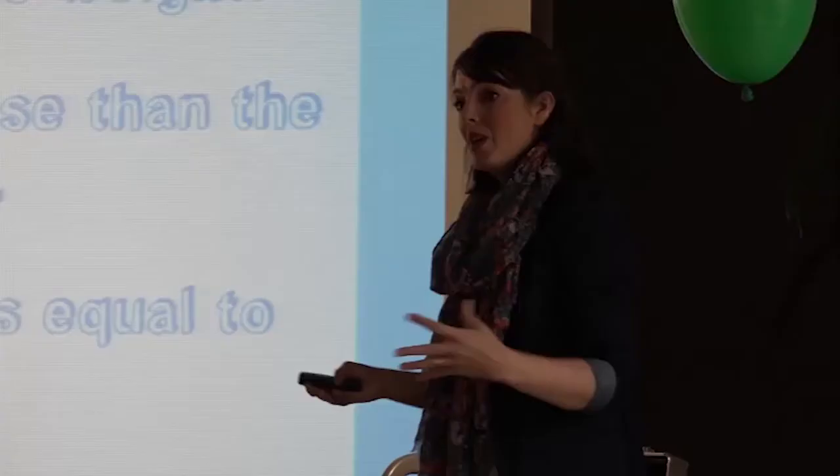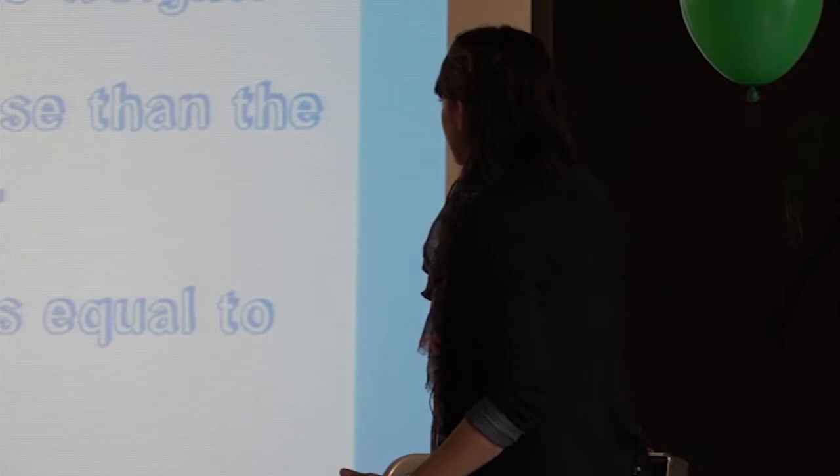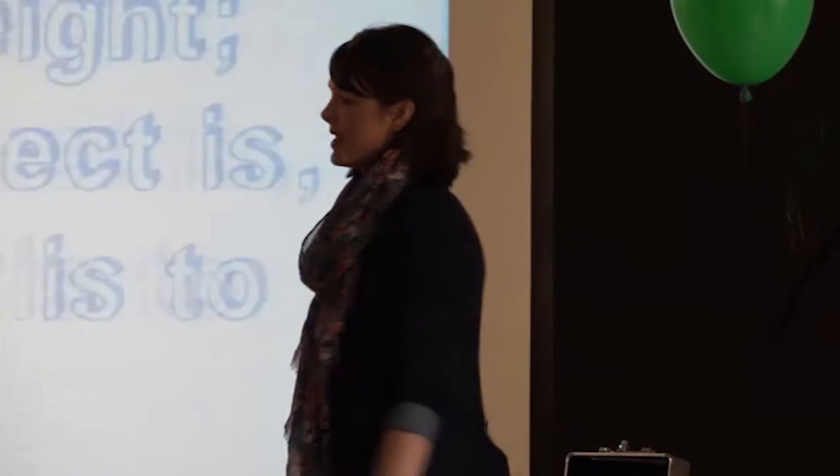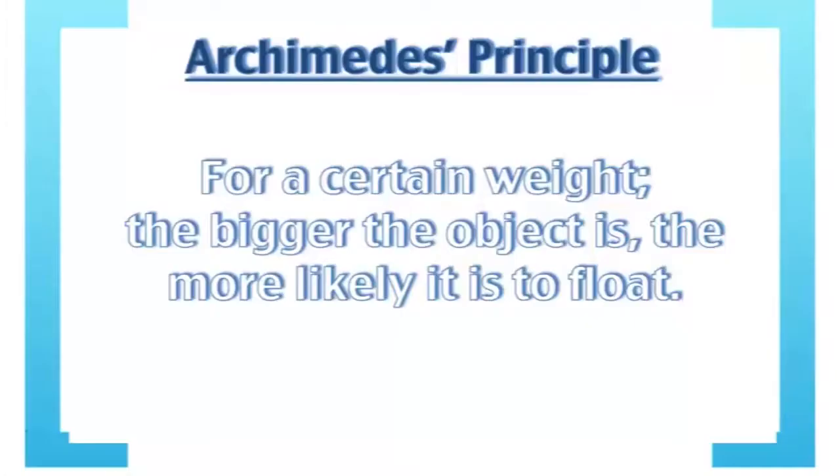They're saying them in different ways, and they're different concepts to get across. One of them is opposing forces. One of them is in terms of the water being displaced and it rising. The other one is about in terms of density. And so they're all different ideas, and that's why I wanted to separate them. And then I harassed them, and I interrogated them. And I came up with my one-sentence learning outcome. And my one-sentence learning outcome was this: for a certain weight, the bigger the object is, the more likely it is to float.